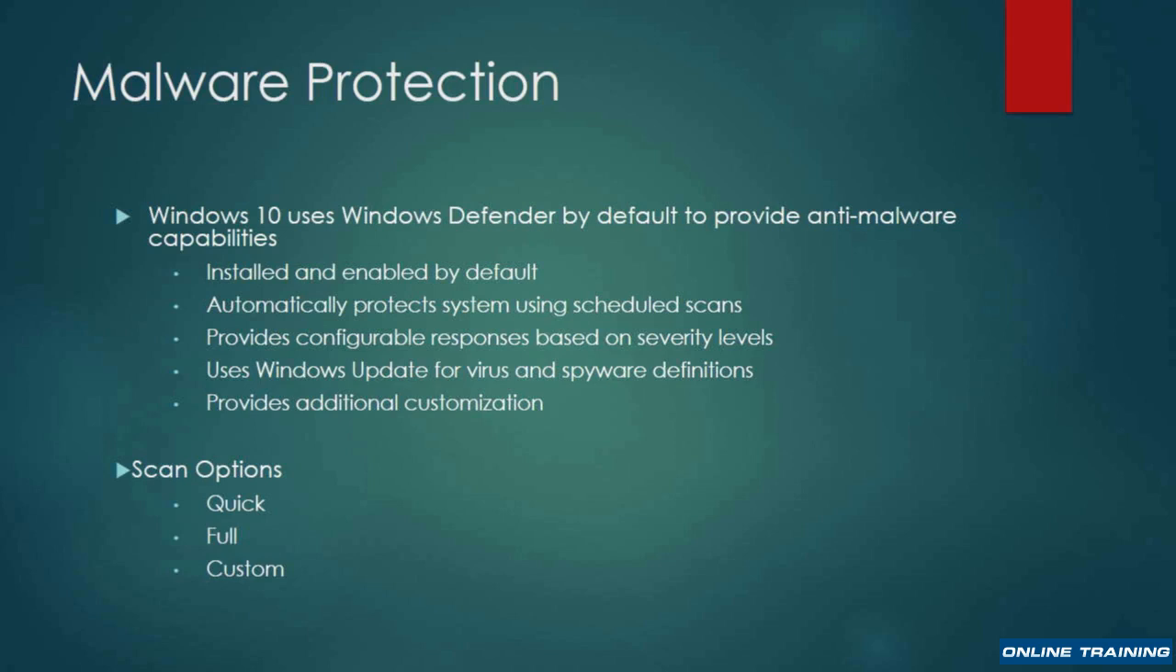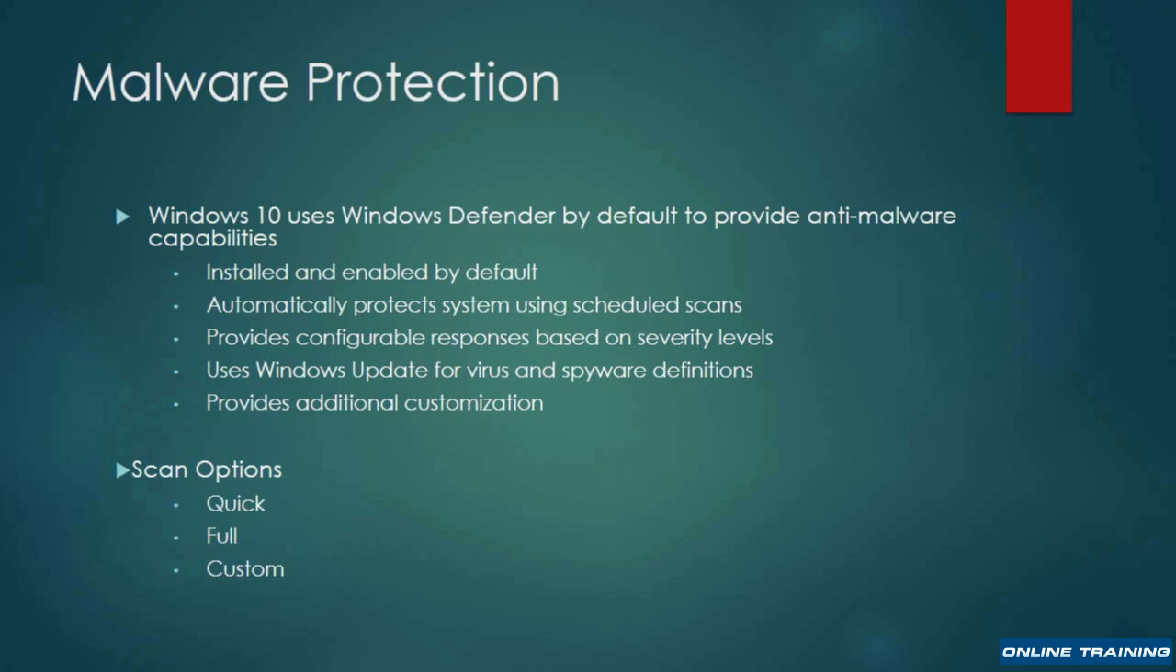So it's really important, and it's very nice that these updates are through Windows Update, because Windows Update is already turned on by default. You're already getting those downloaded and installed. You can do scheduled scans. Scheduled scans are set up by default. You can also go in and do manual scans, and when you do that, you have different options.